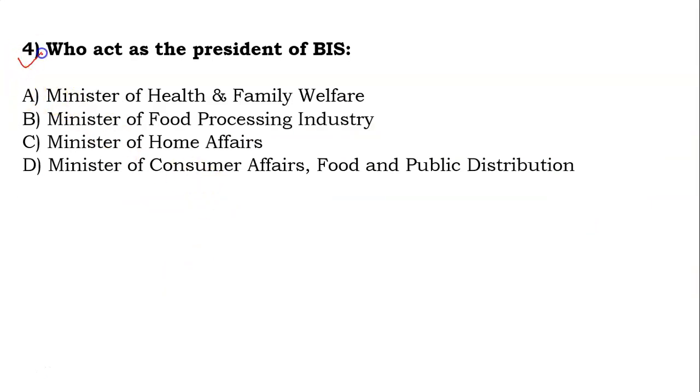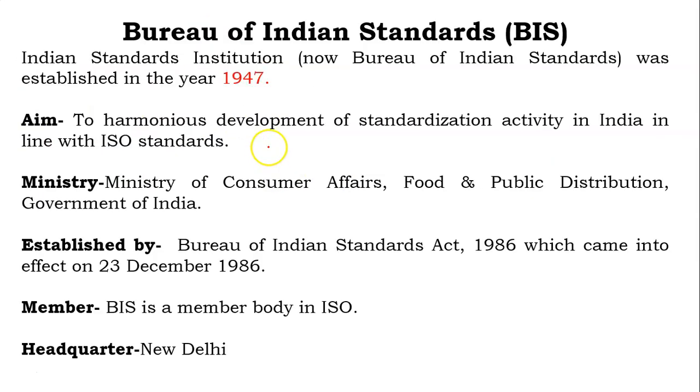And this fourth question is, who acts as the president of the Bureau of Indian Standard, that is BIS? Your options are Minister of Health and Family Welfare, Minister of Food Processing Industry, Minister of Home Affairs and Minister of Consumer Affairs, Food and Public Distribution. You have to identify who acts as the president of this BIS. So friends, first of all we will learn some facts related to this organization.